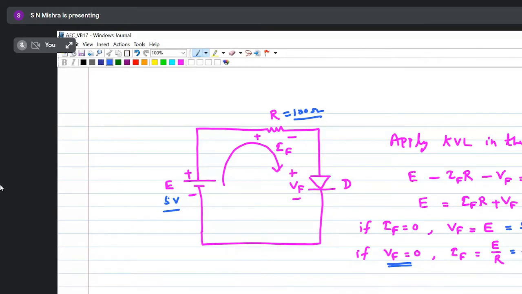Similarly, if current is not flowing, can I get VF more than 5 volt? Obviously no, because the maximum voltage I'm applying is 5 volt, so the drop will be 5 volt. So in this circuit, I have calculated the maximum current and maximum voltage.